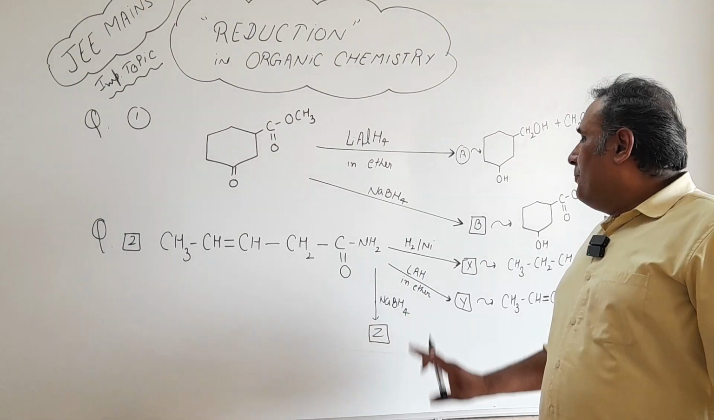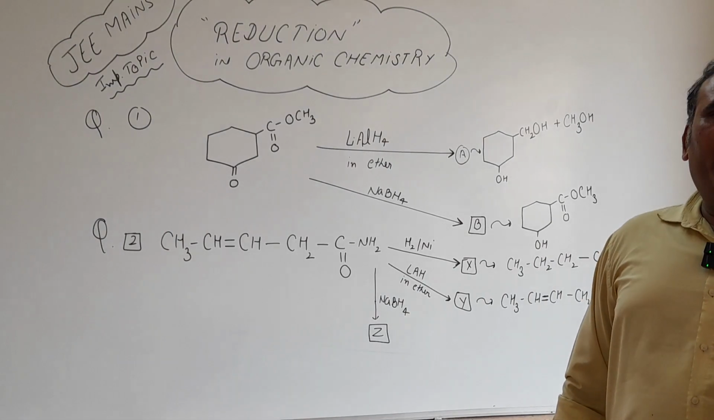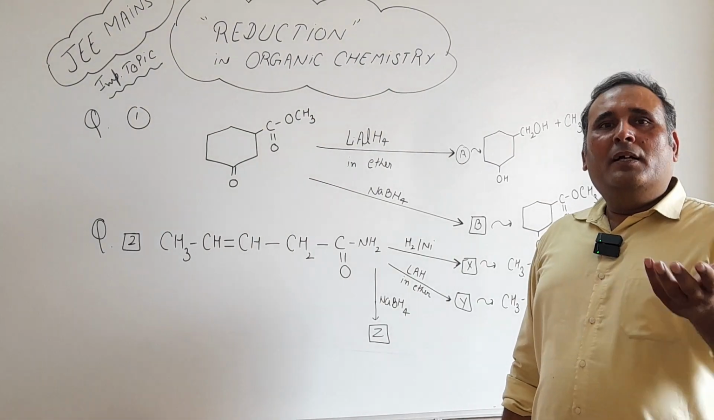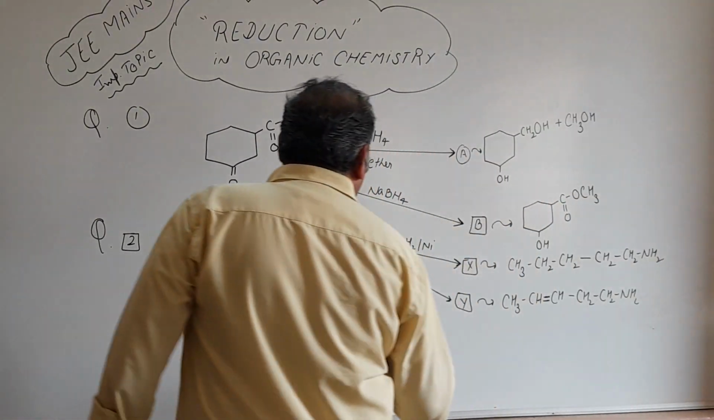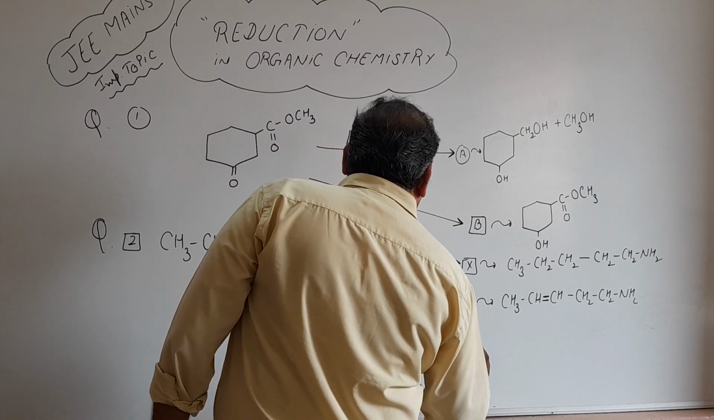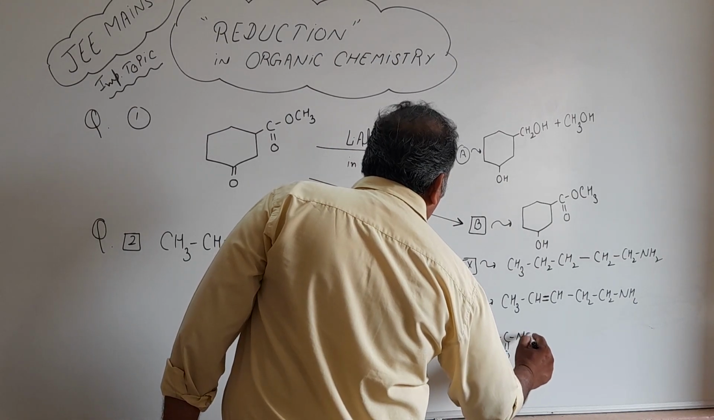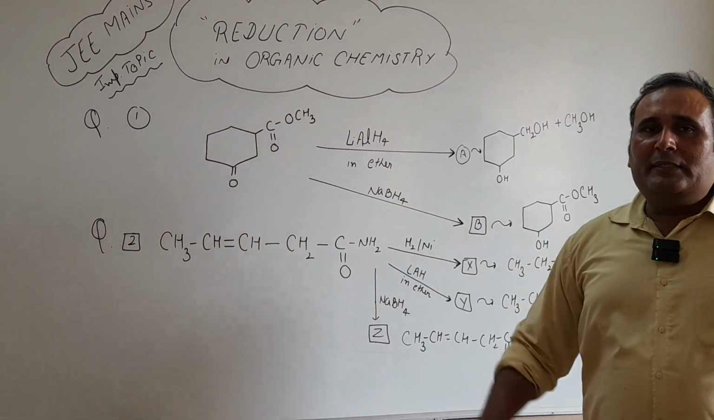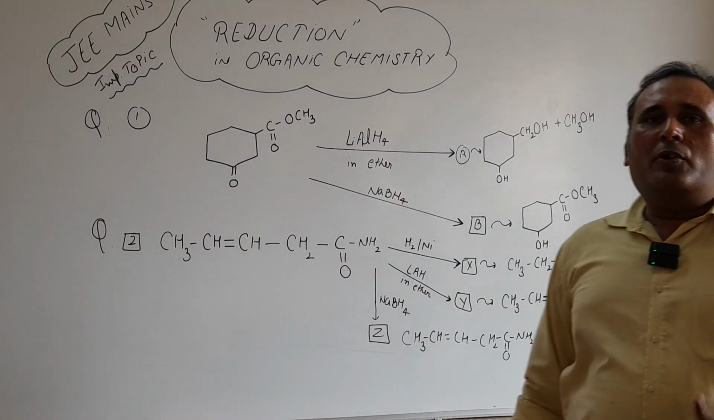Next is NaBH4, sodium borohydride. We know that sodium borohydride does not affect amide or ester. Sodium borohydride also does not affect the double bond. So our product will be the same as the reactant. It will not affect any of the functional groups, CH3, CH, double bond, CH, CH2, CO, NH2. So our product will be the same as the reactant. When we reduce it with NaBH4, it will not reduce it.